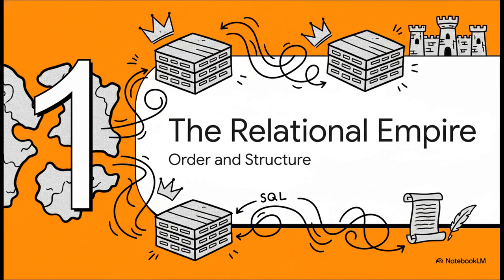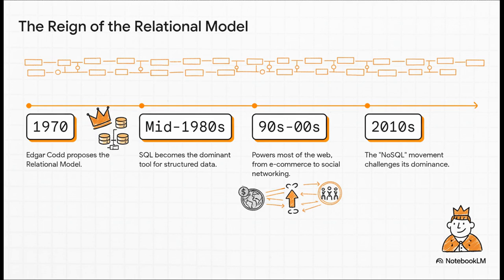All right, so our first stop on this journey takes us to the oldest, most established kingdom on the map, the relational empire. This is the world of neat tables, rows, and its incredibly powerful language, SQL. It's hard to overstate just how long the relational model ruled the world. It was first proposed way back in 1970, and it just completely took over business data, and then went on to power pretty much the entire early web. For decades, if you had data with any kind of structure, you used a relational database. It was the undisputed king, no question.